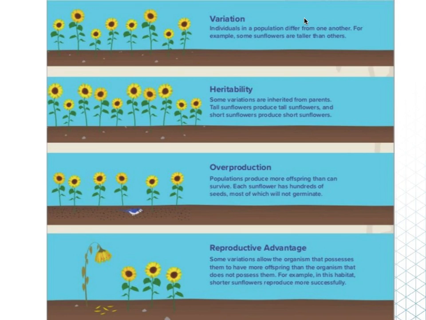Variation is extremely important. The next thing is these variations need to be heritable. Heritability means that you need to be able to pass it on to the next generation through your DNA. So there are some variations that we get throughout our life, like you can dye your hair purple.